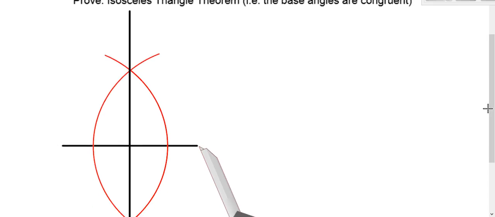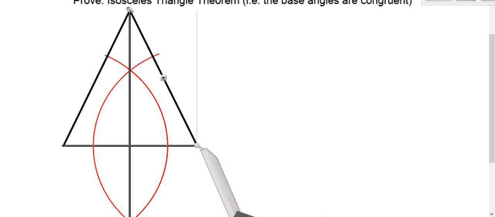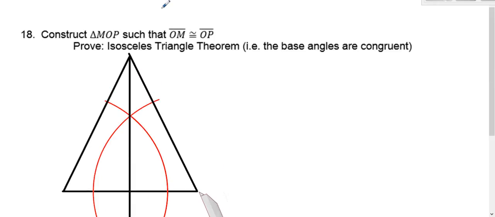Any point on that line that we just drew will form an isosceles triangle. So I'm going to go all the way up to the top. And now we've got this isosceles triangle. Now we have to be careful about how it said though. Label it. It said OM has to be congruent to OP. So this must be OM and then OP because these are the congruent sides.